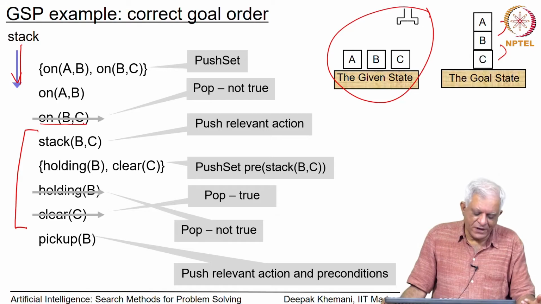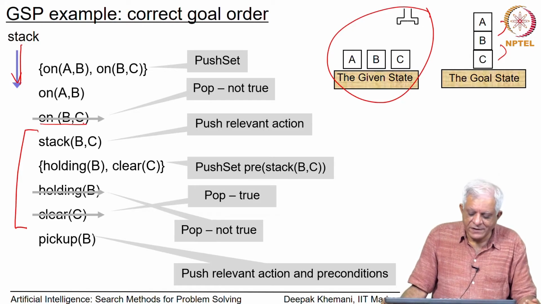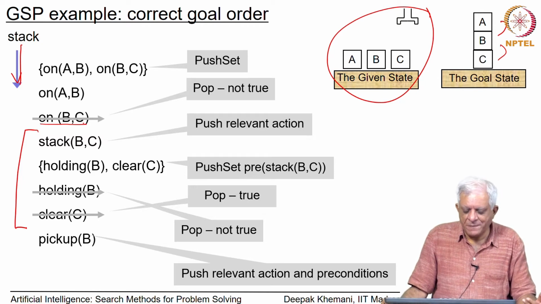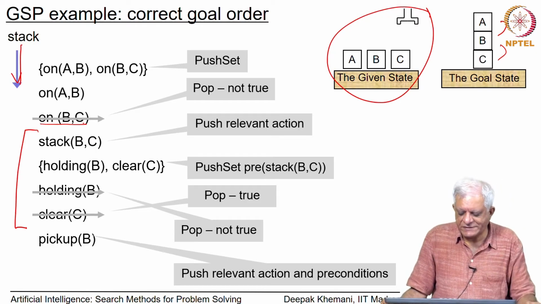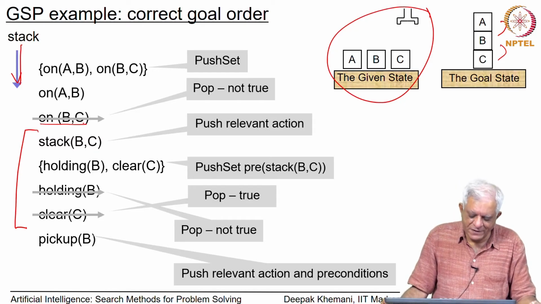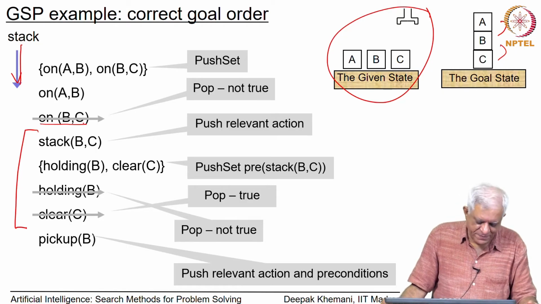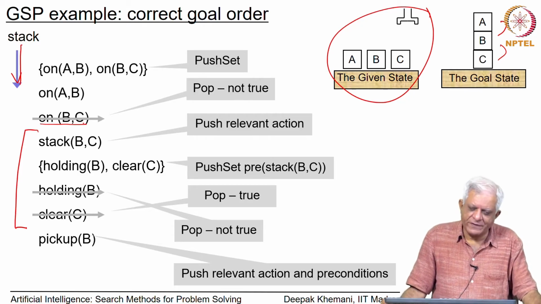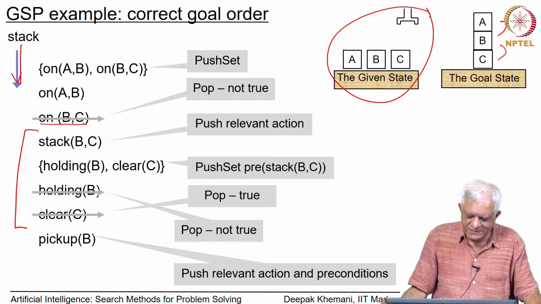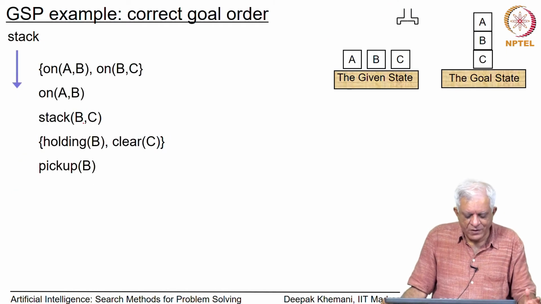Now, holding B can be done in two ways. You can either unstack B from something, or you can pick up B from the table. Since we are working in a non-deterministic fashion, and as human beings we can also see that in the start state, the pick up B action is applicable, but unstack B from something is not applicable. So, somehow we have chosen this action pick up B, and once we have chosen this action, we will push its preconditions also onto the stack.